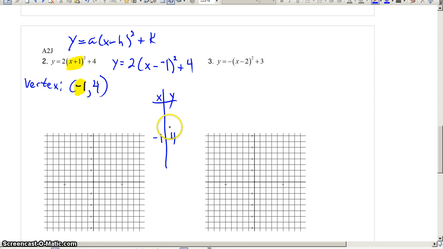So we've got negative 1 comma 4. Let's get one step bigger at 0. One step smaller would be at negative 2. Another step bigger would be at 1. Then right here we'll be at negative 3.